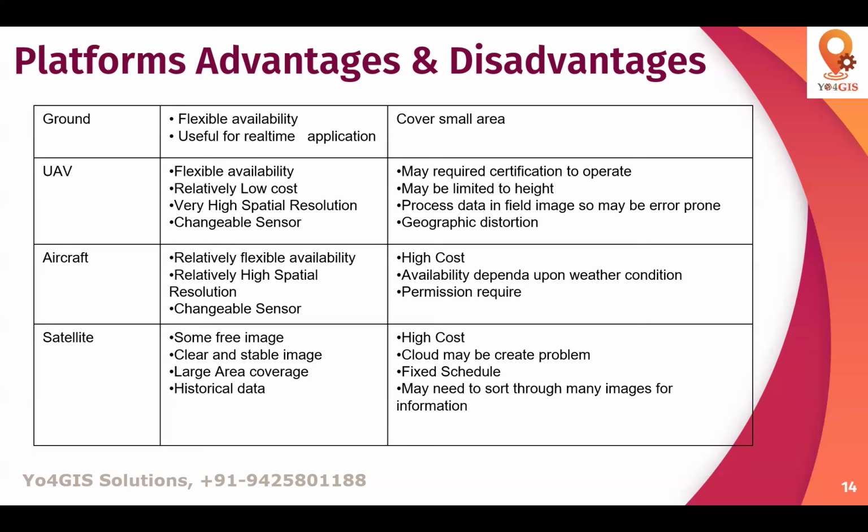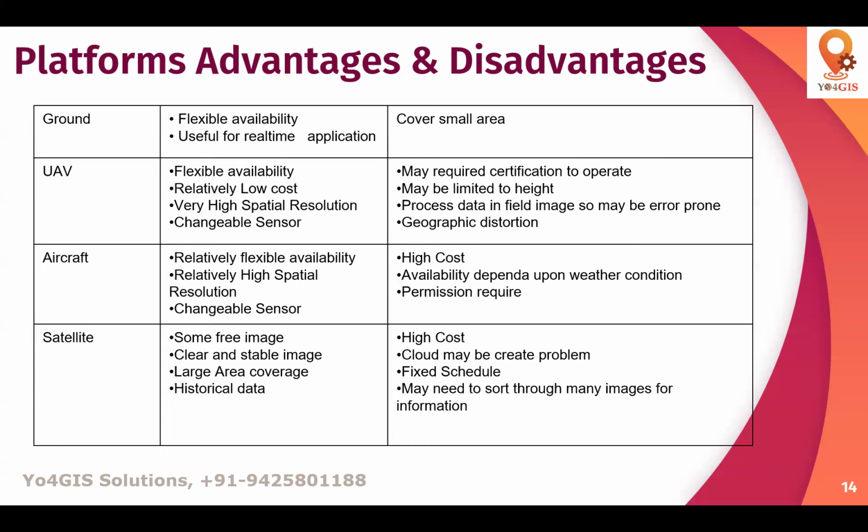Processing data in field images may be error prone. Basically we are doing it in the field and getting the information through the field, and this is a completely manual process, so there is a high chance of error. Aircraft remote sensing: relatively flexible availability, relatively high spatial resolution, and changeable sensor. Whenever we go to a little more altitude, we reach aircraft based remote sensing. Its cost is higher than the UAV.